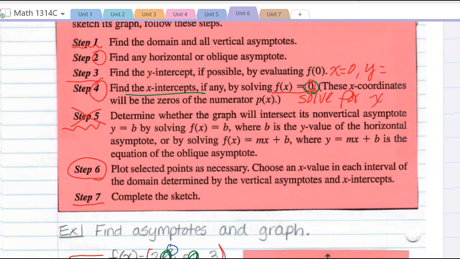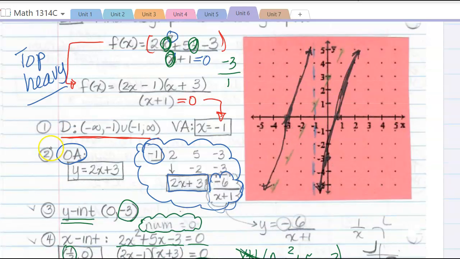Step number 6 says for us to plot our points and then complete our sketch. So let's do that. In our graph, we're going to graph our y-intercept. I'm just going to go down our list here. For number 1, we know our vertical asymptote is x = -1. You can see that right here in blue. So I will go over it in blue right here.